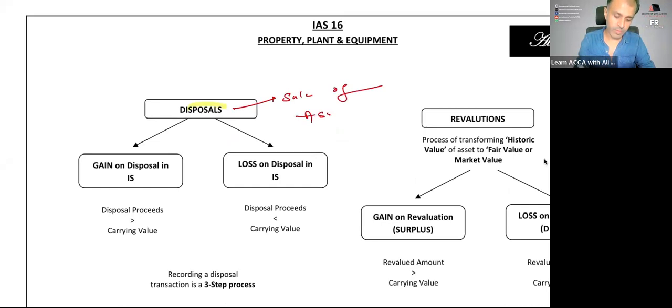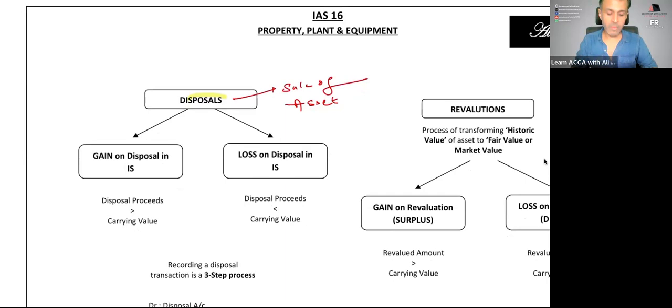So when an asset is disposed, we come to work out the gain or a loss on disposal, by simply comparing the proceeds of the disposal to its carrying amount. Carrying amount is the amount at which the asset in the books is being stated, carried at, and you compare it with the proceeds to find the gain or the loss.